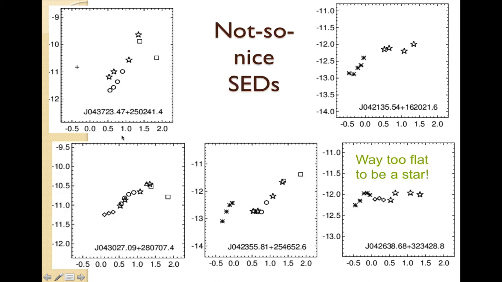These are some pretty hideous SEDs: things where WISE and IRAC don't agree, things that poke up suddenly, things that are really, really flat. That's way too flat to be a star. So these are examples of the kinds of things that we threw out, either based on their SED or based on what we saw in the images.